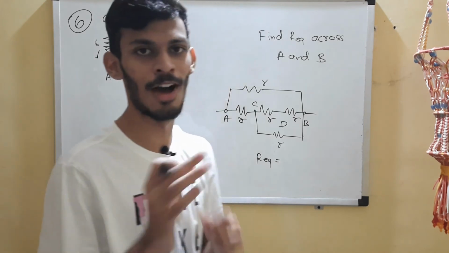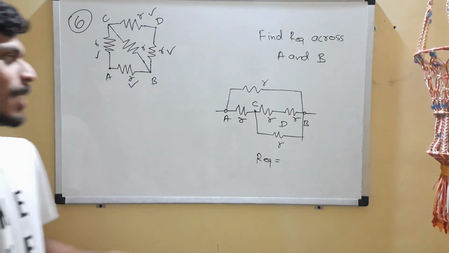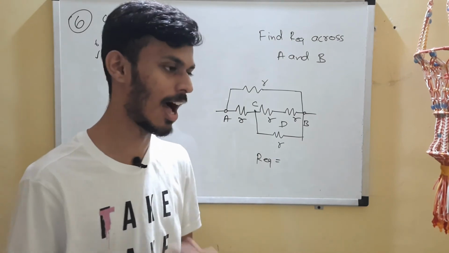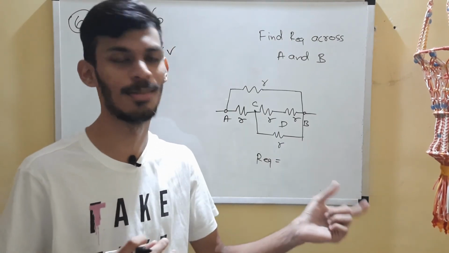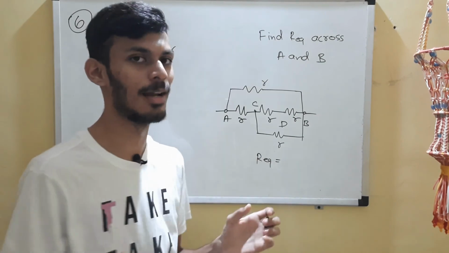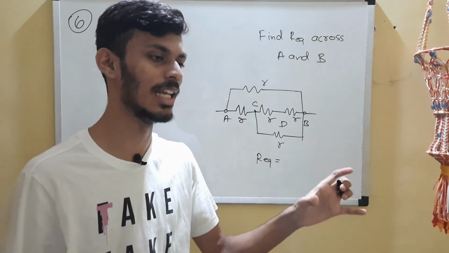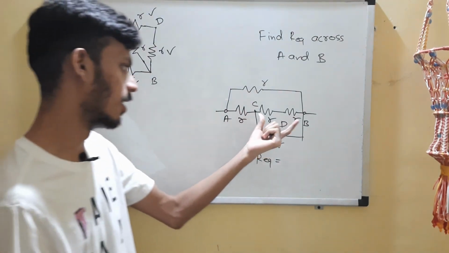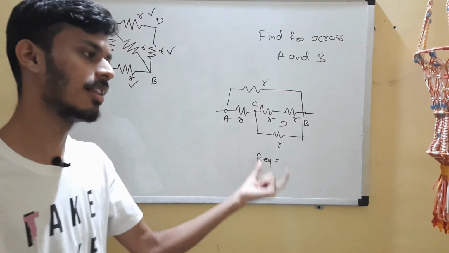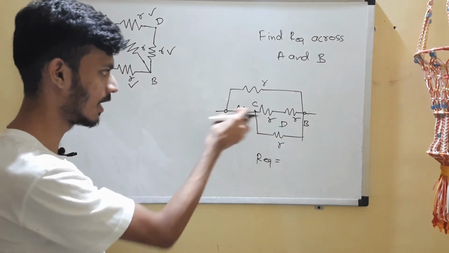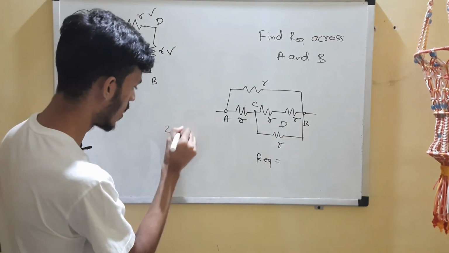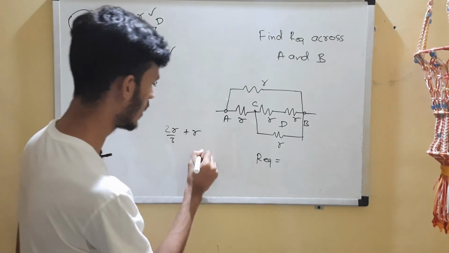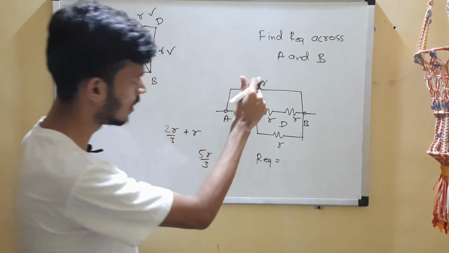If you have been following this channel for a long time, you know that 2R and R in parallel gives 2R by 3, right? R and 2R in parallel basically gives 2R by 3. Suppose you have 10 and 20 in parallel, the answer will be 20 by 3. Okay, so 2R and R in parallel gives you 2R by 3. 2R by 3 plus R, that will be 5R by 3. 5R by 3 in parallel with this one.